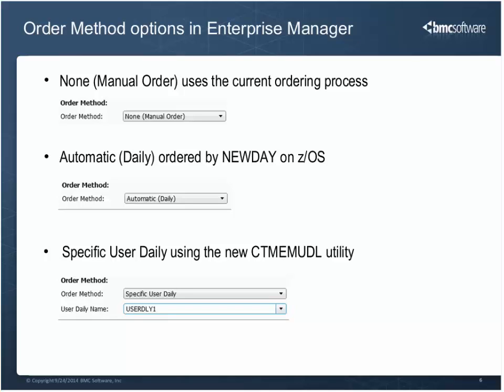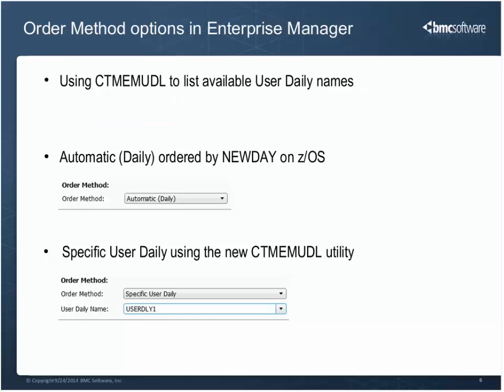There's one other thing to be careful of here. In the third example, where I've coded a user daily name of user DLY1, if you actually set this to system, then this will have the same effect as the order method of automatic, which means your table will end up getting ordered by Newday rather than the CTMEMUDL utility. So what this really means is, in the background, an order method of automatic really means a user daily name of system. So just take care not to get the two mixed up, or you might find tables being ordered by Newday or CTMEMUDL or vice versa.